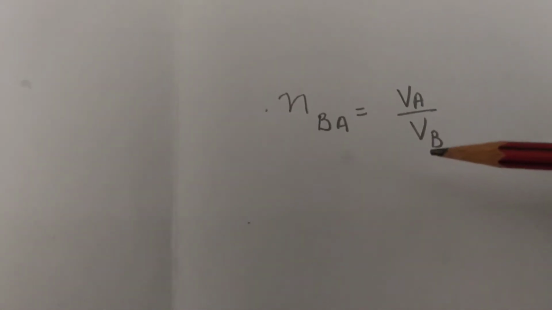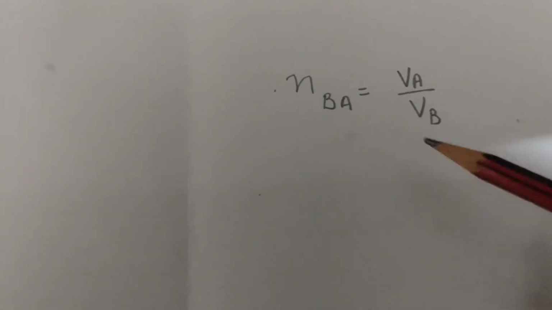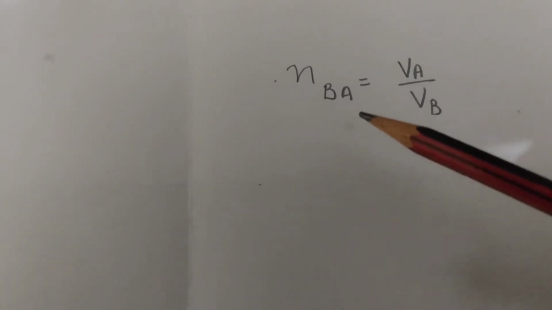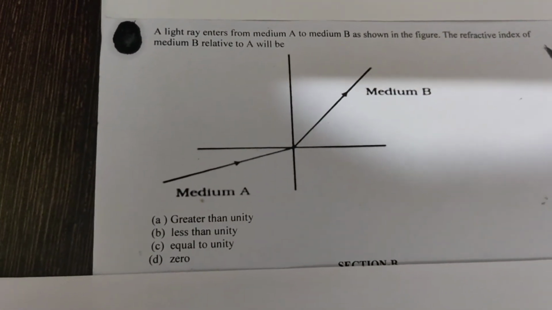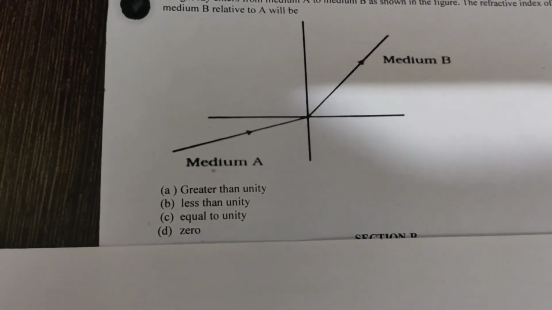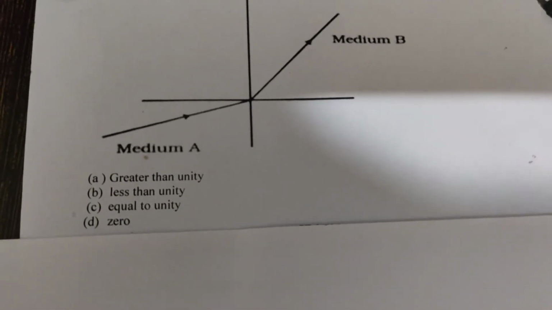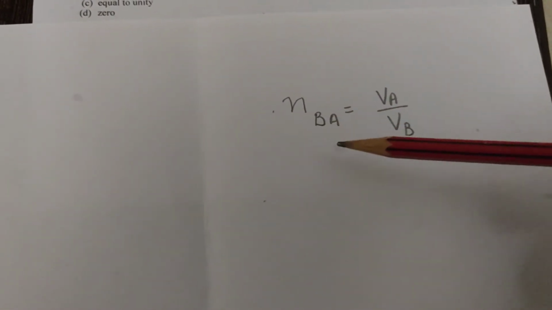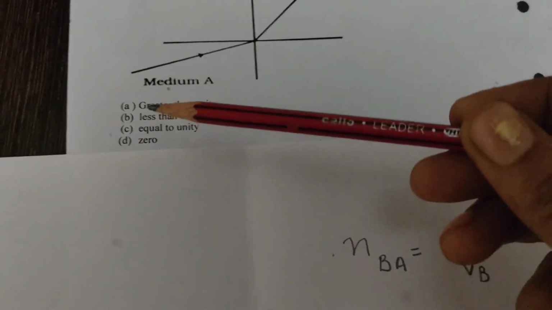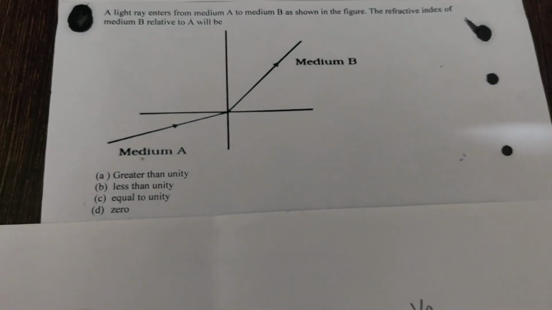And if VA is greater than VB, it means numerator is greater than denominator, then our ratio or refractive index of B with respect to A will be greater than 1. So here we were having four options. The refractive index of medium B relative to A will be greater than unity, less than unity, equal to unity and 0. Okay, you have to choose any one. So now we have seen that as VA is greater than VB, so NBA will be greater than 1. 1 means unity. So greater than unity is a correct option. So for this question, A is a correct option. Greater than unity.